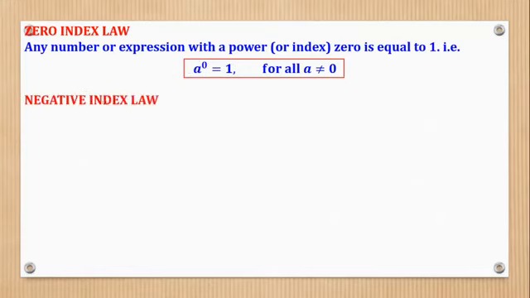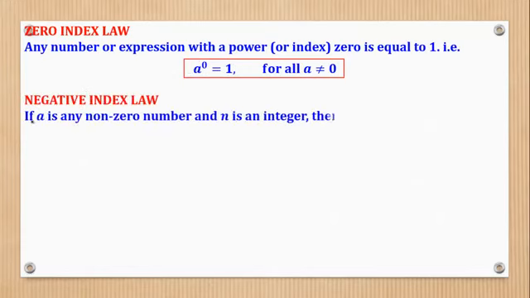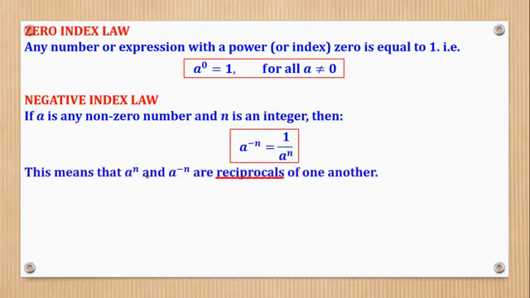The negative index law. If a is a non-zero number and n is an integer, then a to the power negative n is the same as the reciprocal. It's the same as 1 over a to the power n. When you get the reciprocal, the sign changes. If it was minus, it becomes positive. If it was positive, it becomes minus. So this and this are reciprocals of one another. You should remember that a to the power negative 1 is the same as 1 over a.